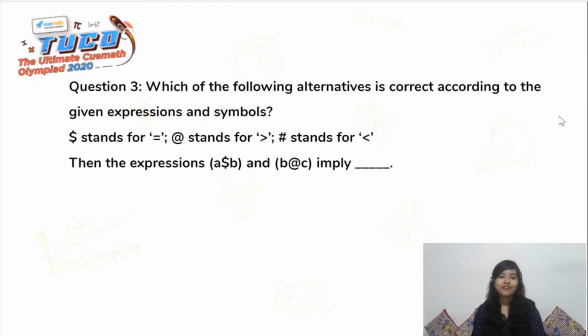So let's go with our third question. Which of the following alternatives is correct according to the given expressions and symbols? Dollar stands for equal to. Let me write it down here.